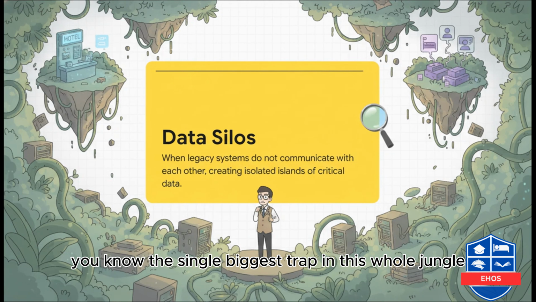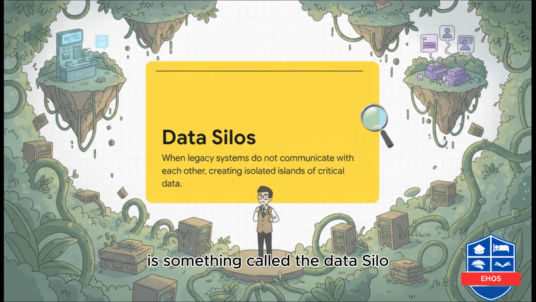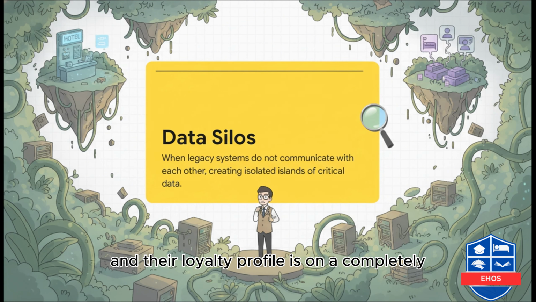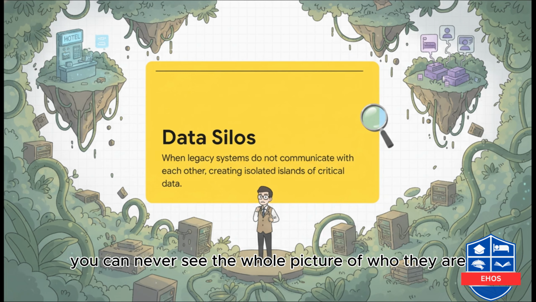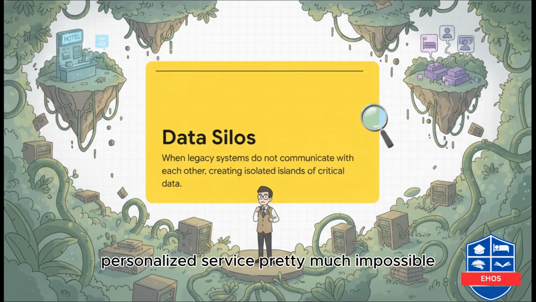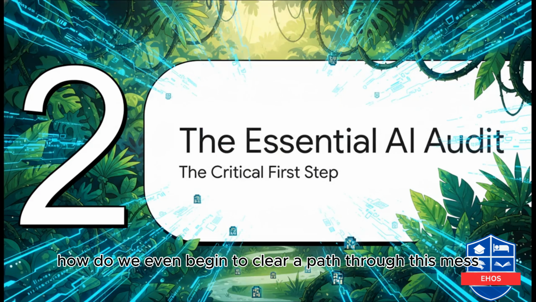You know, the single biggest trap in this whole jungle is something called the data silo. This is what happens when your systems just don't talk to each other. So imagine your guests' booking information is on one little digital island, and their loyalty profile is on a completely separate one. You can never see the whole picture of who they are. And this fragmentation doesn't just crush your efficiency, it makes true personalized service pretty much impossible. So, how do we even begin to clear a path through this mess?